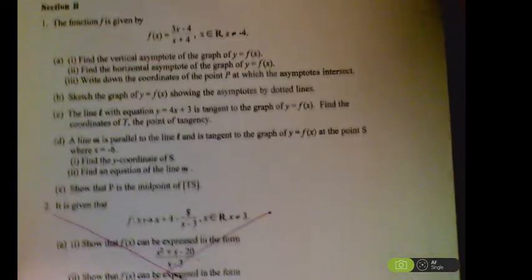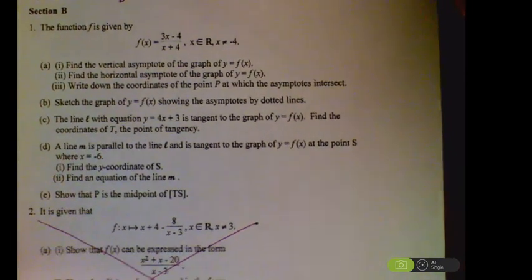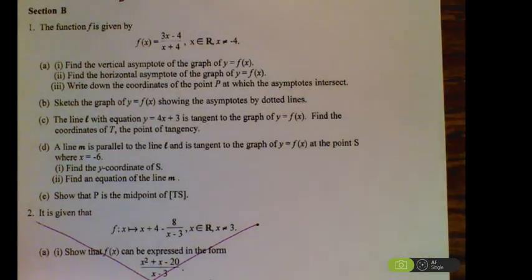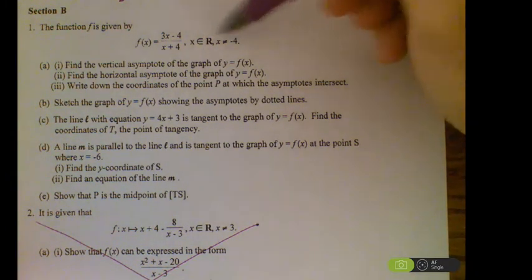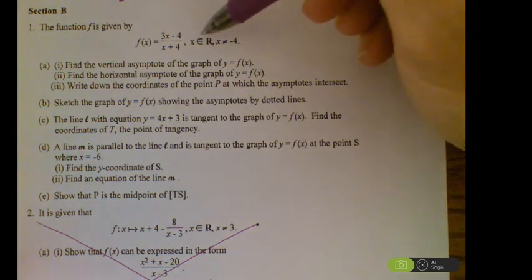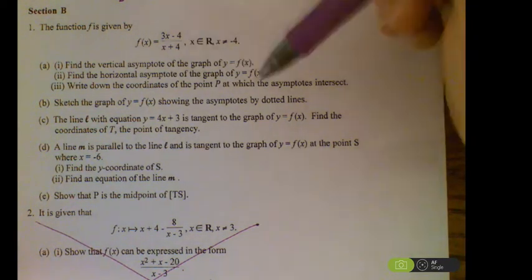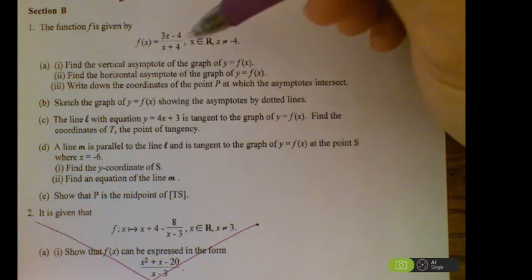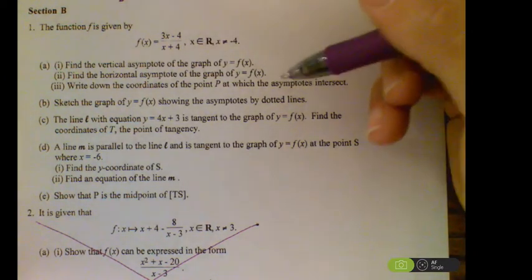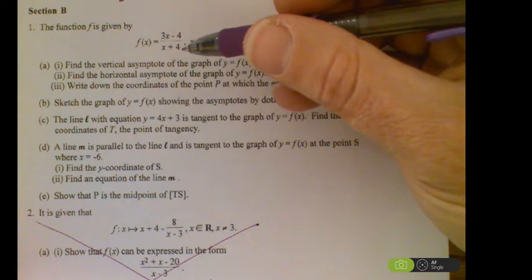Moving on down here to section B. So just one more question here, just doing number 1 for this assignment. So given another rational function, and again, typical notation we expect to see, x is an element of the real number system and cannot equal -4. So find the vertical asymptote of the graph. Again, set the denominator equal to 0, and we're going to get x equals -4.